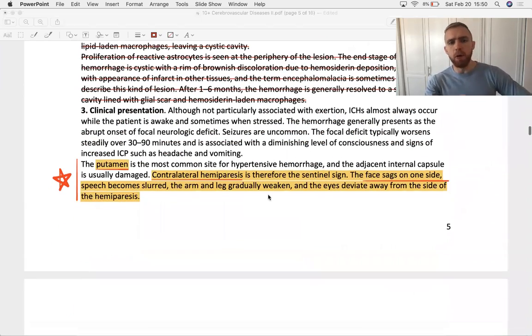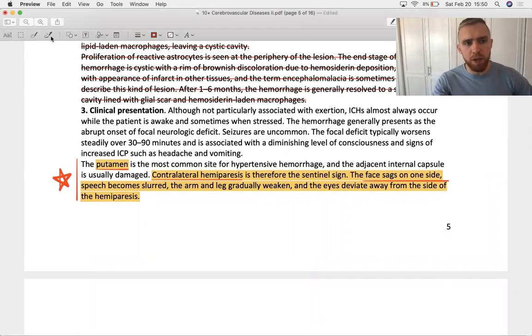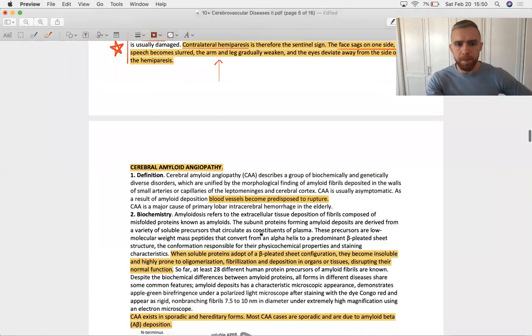The putamen is the most common site for hypertensive hemorrhage. That's really important. Why? Because you tend to see pure motor signs when the putamen is involved. You don't see any sensory deficits, and it's going to be contralateral to the site of the damage. And the facial sag, that's motor, right? You need motor to talk, so speech will slur, maybe vision will blur because you need motor to focus your eyes and move your eyes. So it's going to be motor, motor, motor, no sensory anything. That's how you get a clue that the putamen is involved.